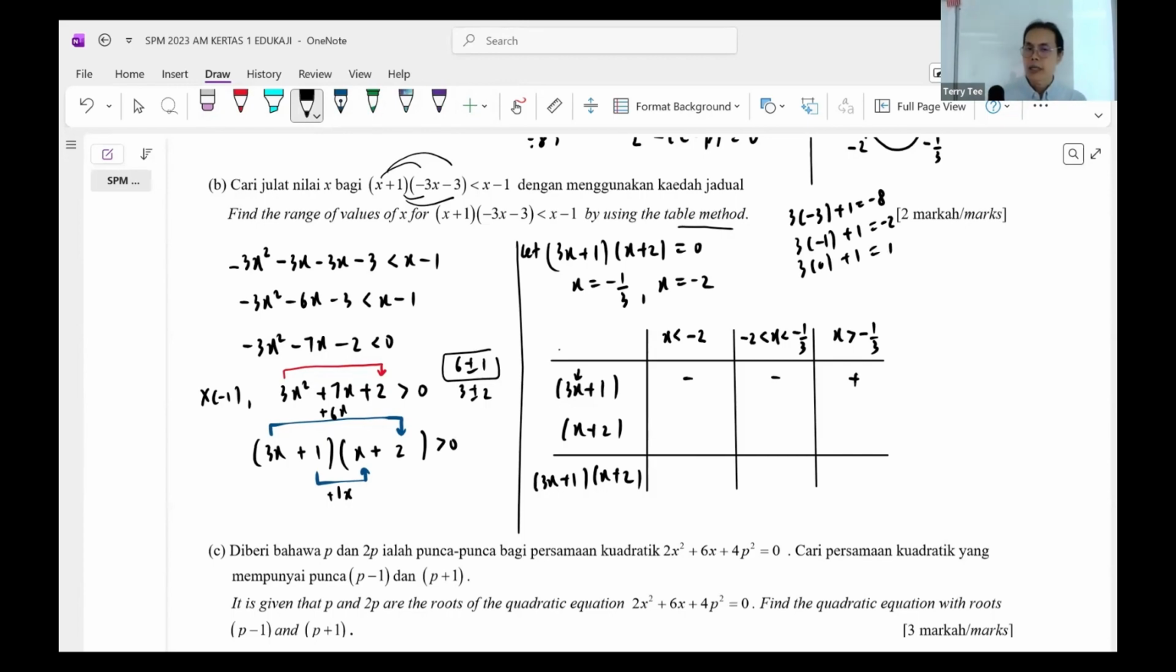Then we move on to x plus 2. X plus 2, easy. Put -3 inside. -3 plus 2 is -1, so it's negative. Put -1 inside. -1 plus 2 is 1.